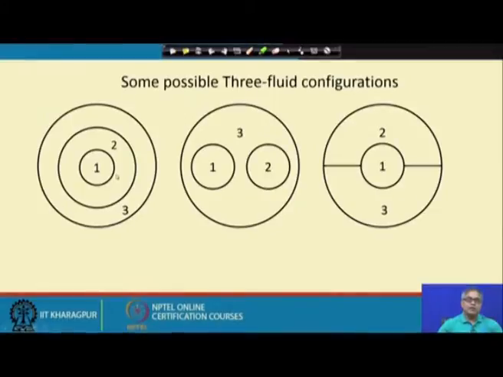So, the intermediate one is having thermal communication with 1 and 3, but the other two fluids, 1 and 3, are having only one thermal communication. In the second case, there is a shell, and in that shell there are two tubes, and the two tubes are carrying two different fluids. Here thermal communication is there between 1 and 3, 2 and 3, but 3 is communicating both with 1 and 2. So, there could be different designs.